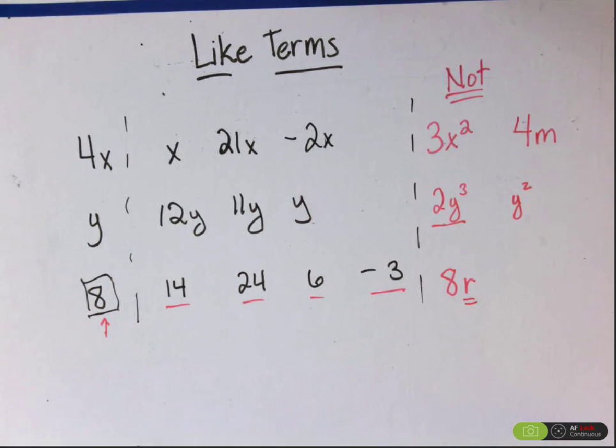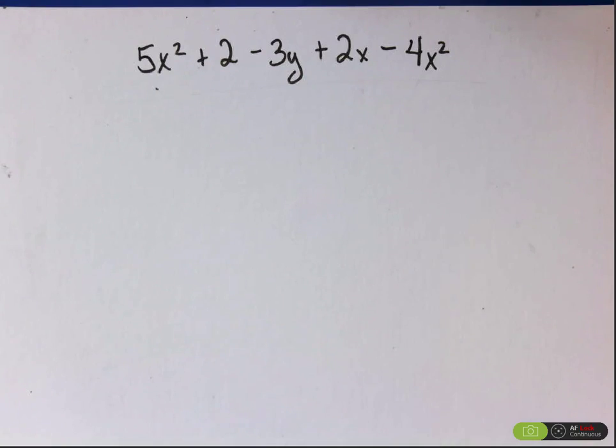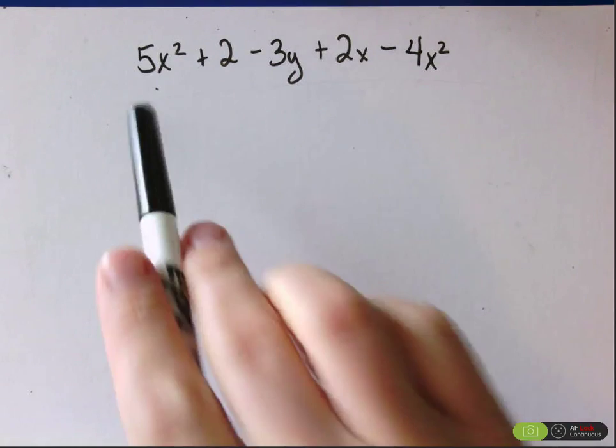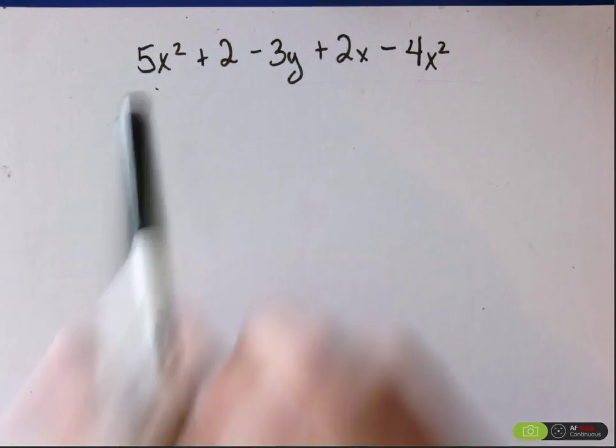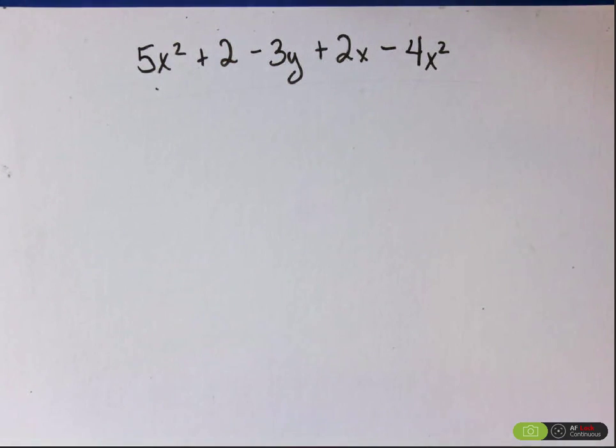Now, let's look at an expression and let's start to combine them. Looking at a problem like this is a prime reason why we learn how to combine like terms, because this is a lot to look at. But if I can take the terms that are common and put them together, it really shortens this thing up. So here's how we do it.